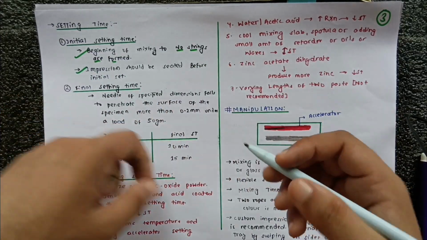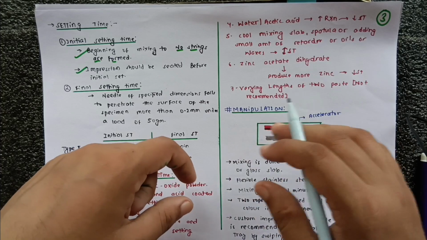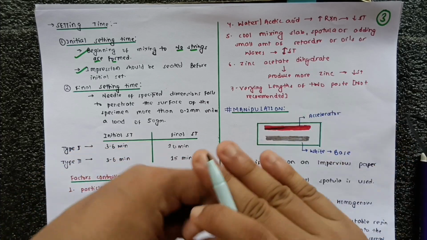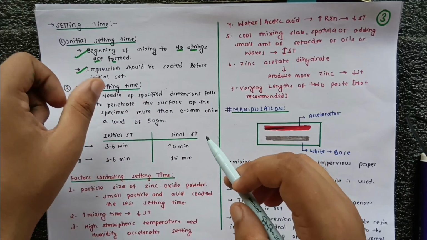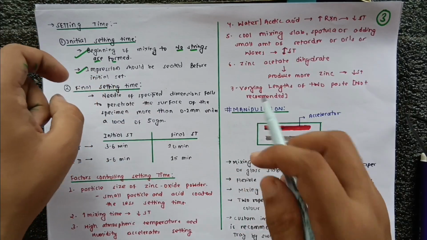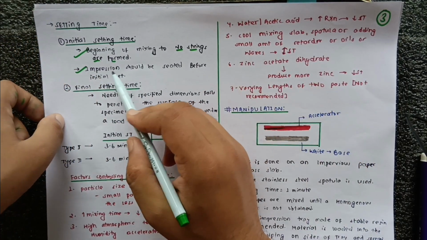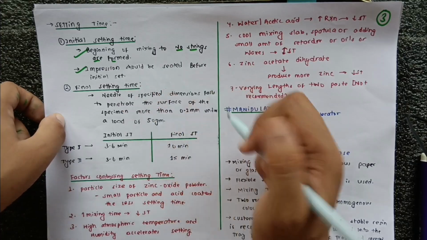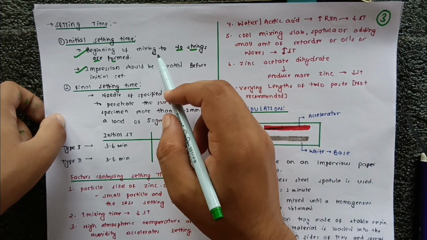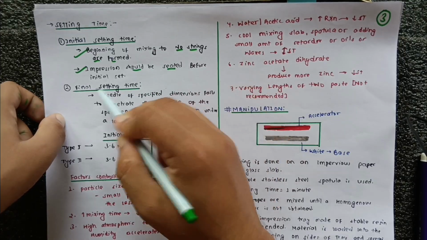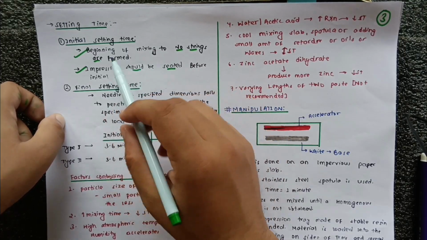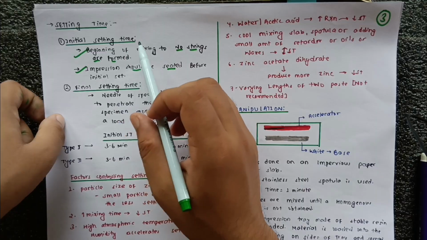As you mix it, put it on the custom tray and take the impression, in this initial setting time you should be completed with all those steps. You should load the mixed, manipulated paste in the custom tray, and it should be properly seated before the initial set. So that is the significance of this initial setting time.